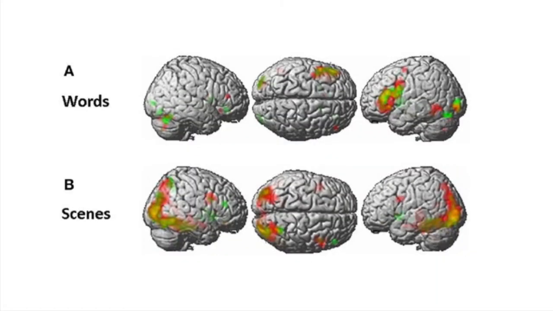For example, these are called activation maps. In the top row of these fMRI images, the language center in the frontal lobe is activated to understand words. However, in the bottom row of images, completely different areas are activated in the temporal, parietal, and occipital lobes when a person sees a picture of a scene.